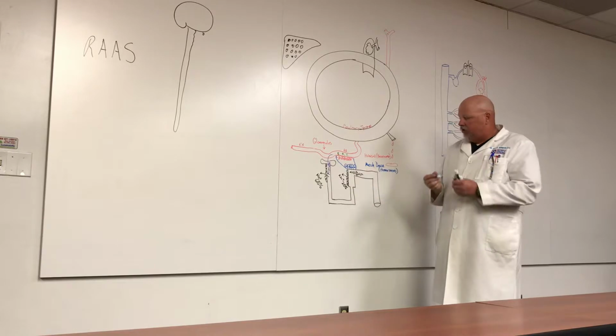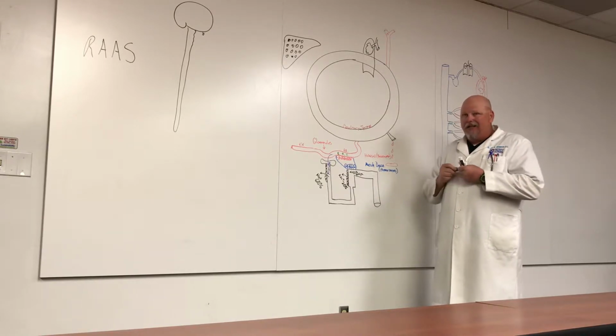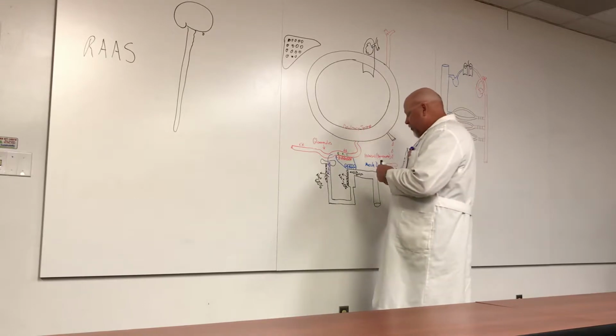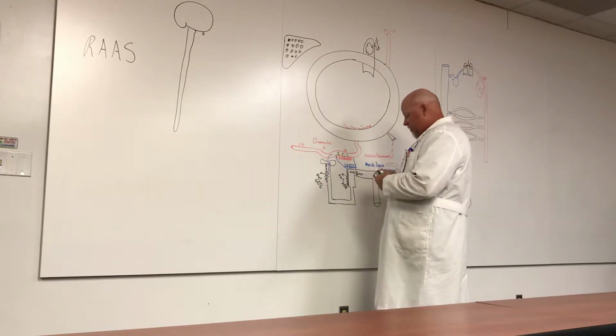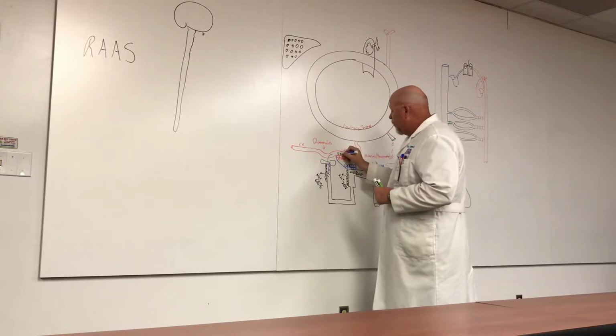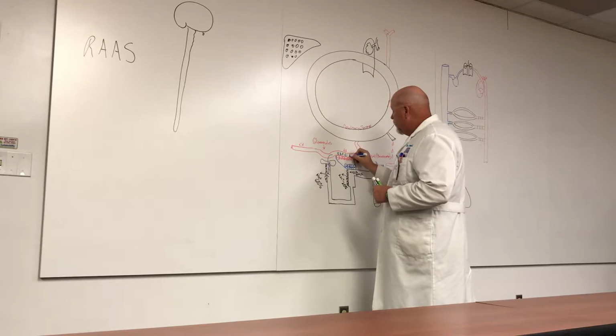So they actually stimulate, through prostaglandins, which are communicators, and nitric oxide also, which is a communicator, the release of more renin. Okay?